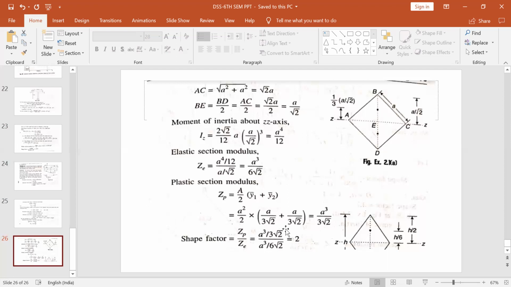In the next class, we'll take up more such problems for solving portal frames. What all principles are required, the principle of virtual work or the kinematic theorem and all that. We'll see how those problems are solved.